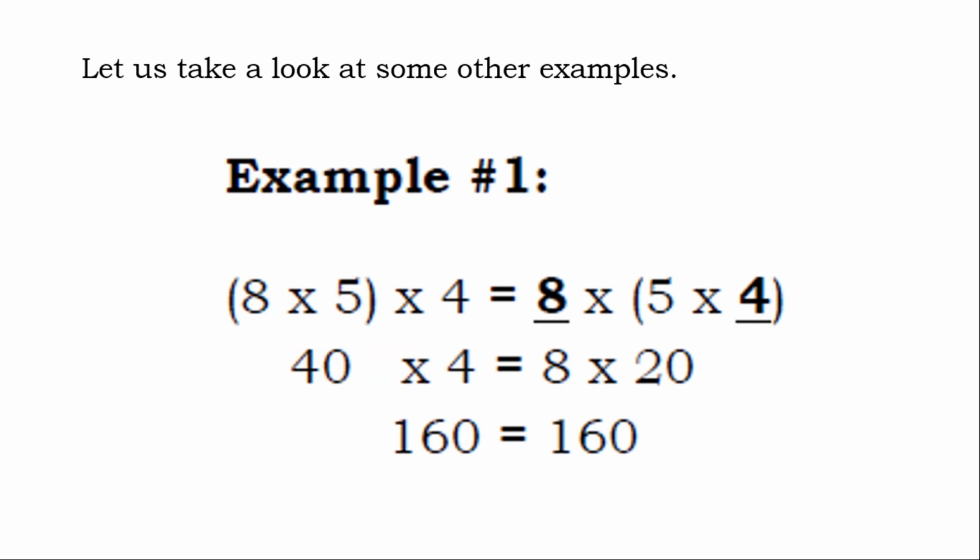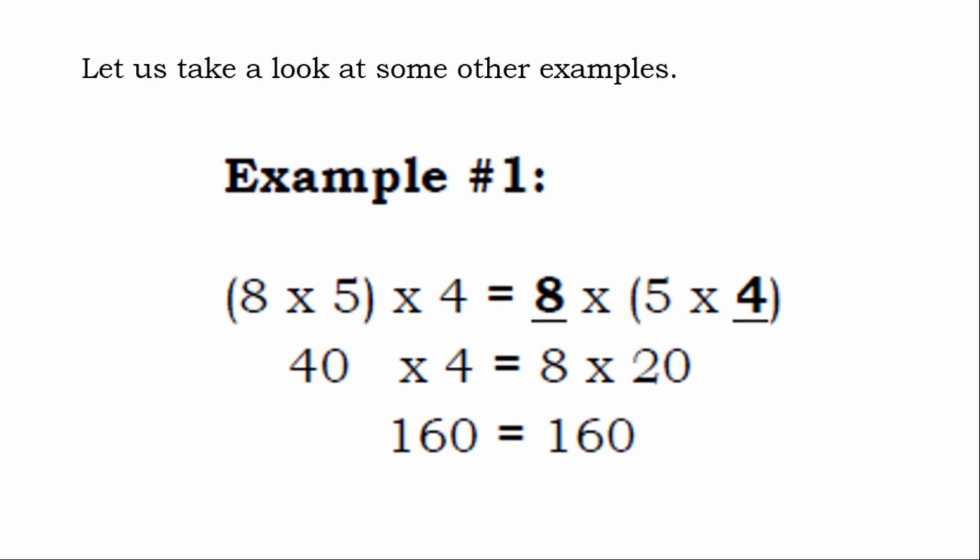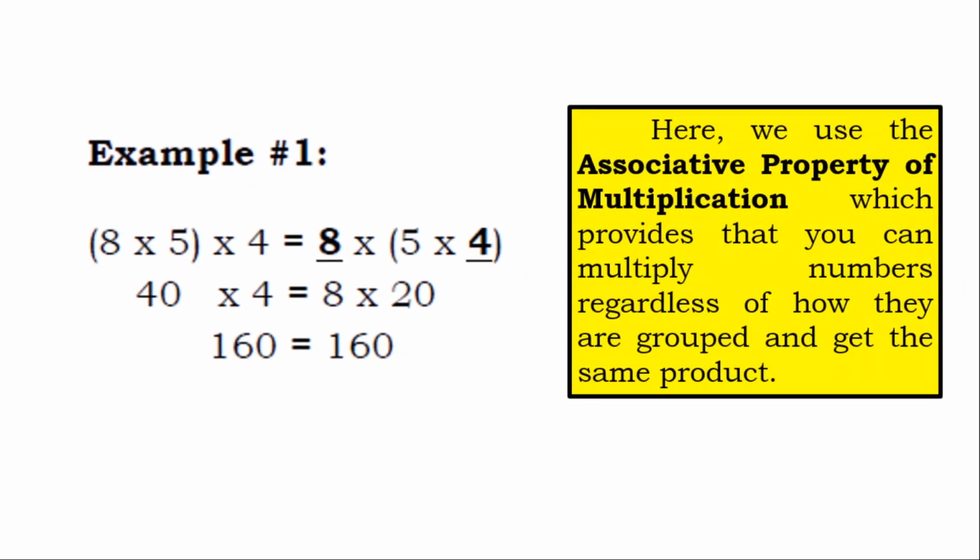Now, what number can we use to multiply by 20 so that the result is 160? Correct, the number 8. So bring down 8 and we need to multiply this by 20. So 8 times 20 equals 160. These examples use the associative property of multiplication, which provides that you can multiply numbers regardless of how they are grouped and get the same product.